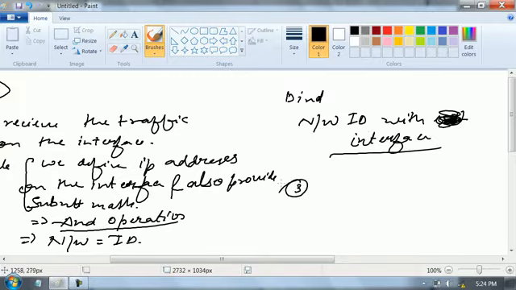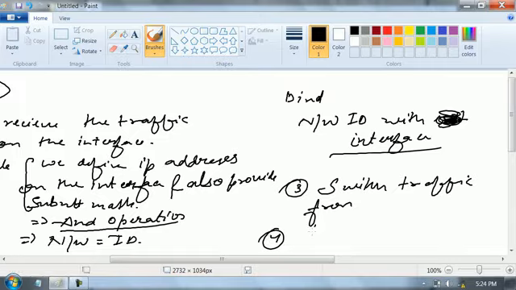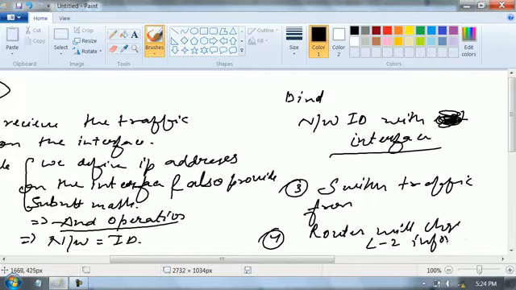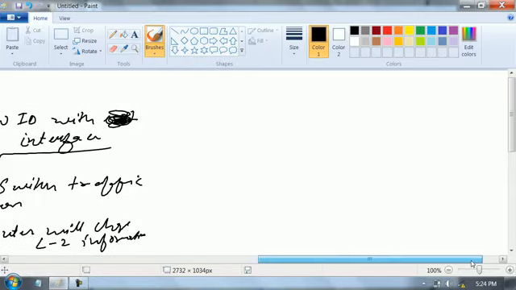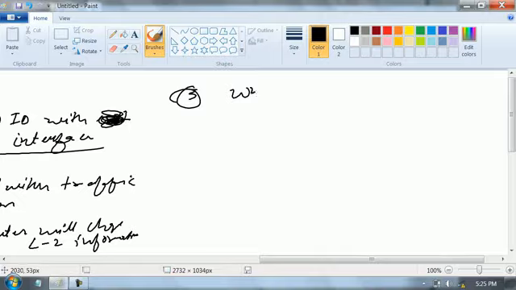Now the router will check the routing table according to this particular information. Now the router will switch the traffic from the incoming to the exit interface. Next thing, after that the router will change the layer 2 information in the traffic. Fifth thing, when the router receives the traffic, it will decrease TTL by 1.